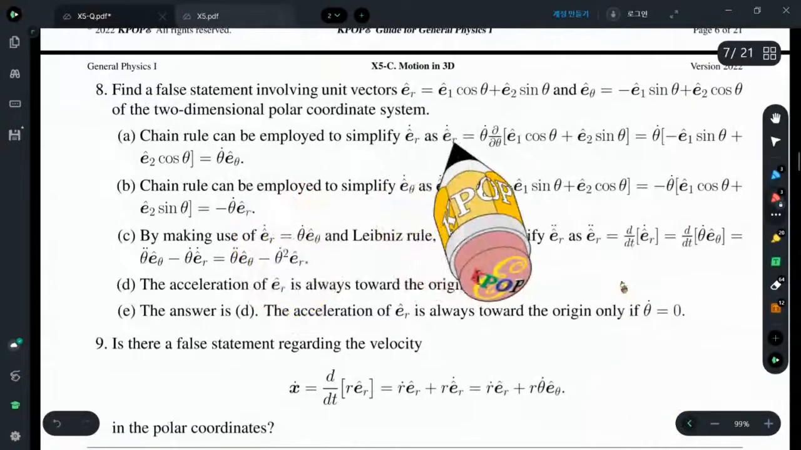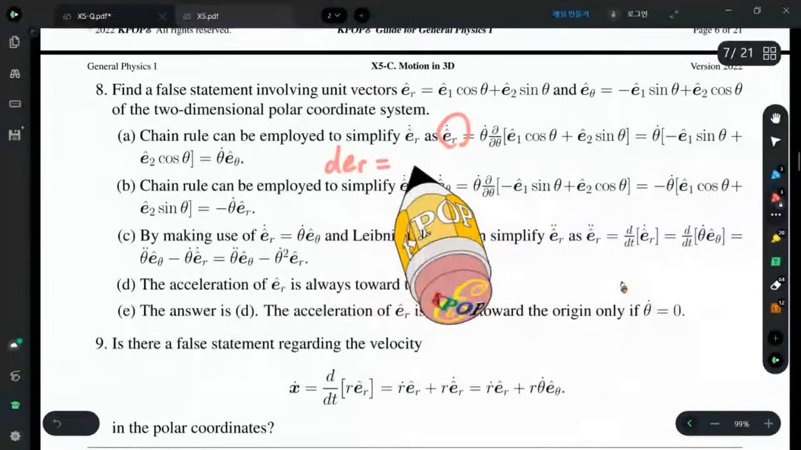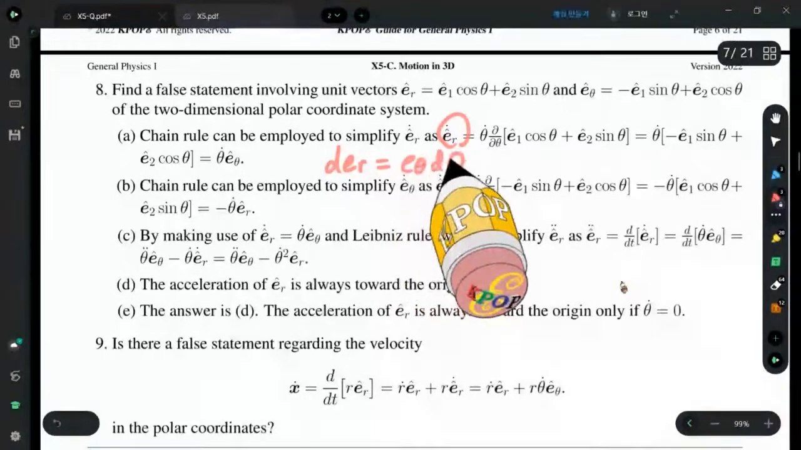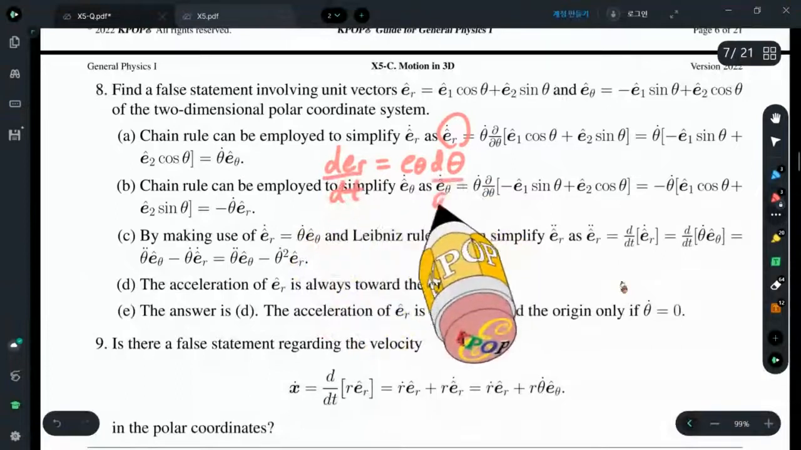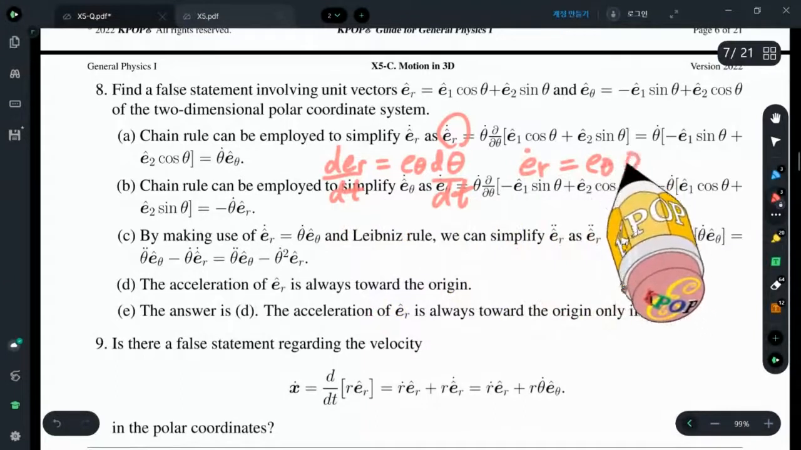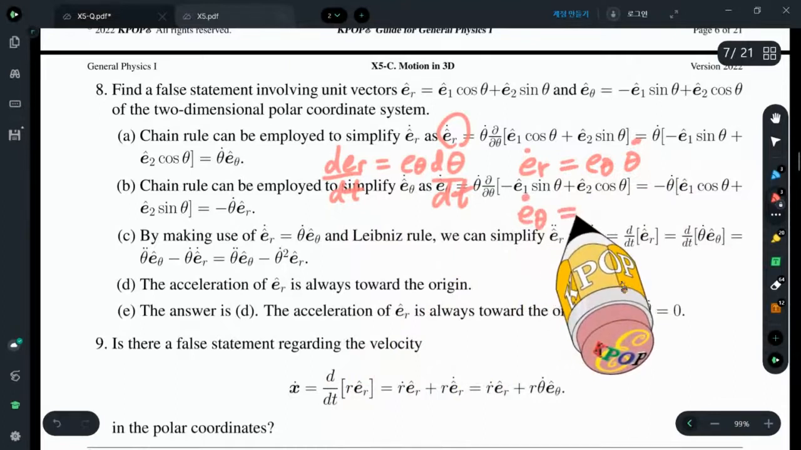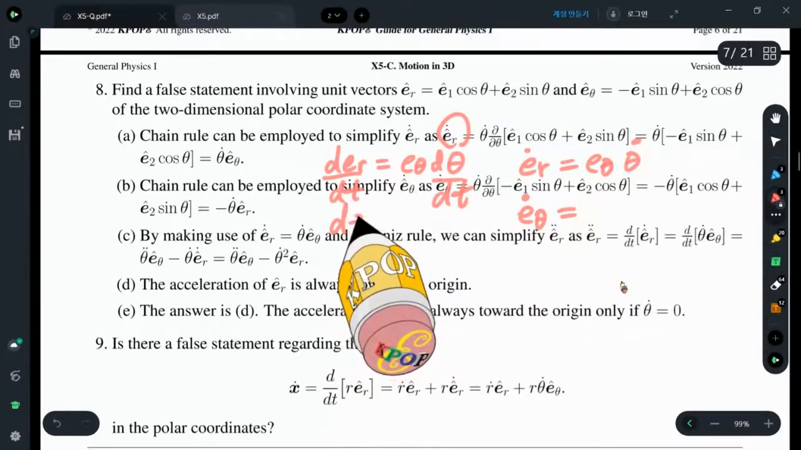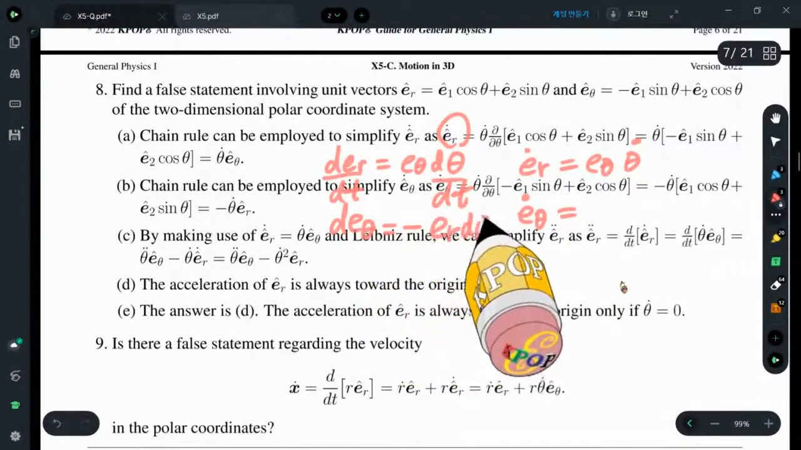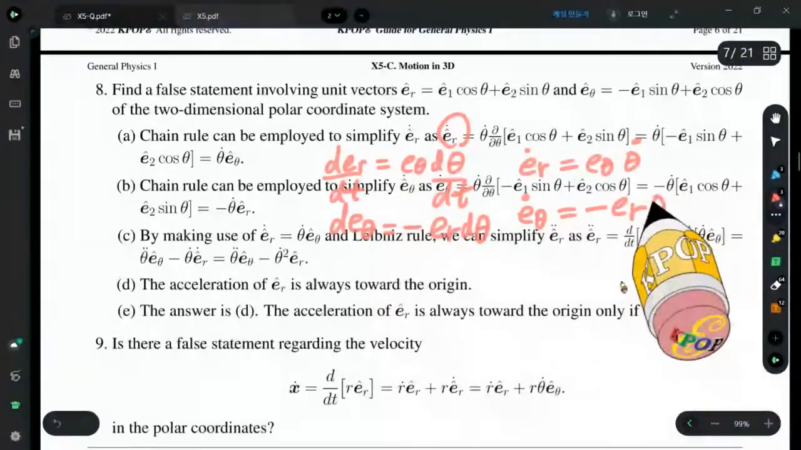So if I take the derivative, because we know de_r equals e_theta d theta, I put dt in the denominator to find e_r dot equals e_theta theta dot. In a similar manner, e_theta dot equals, because de_theta equals minus e_r d theta, the answer is minus e_r theta dot.